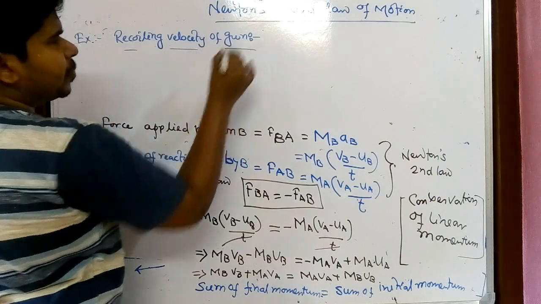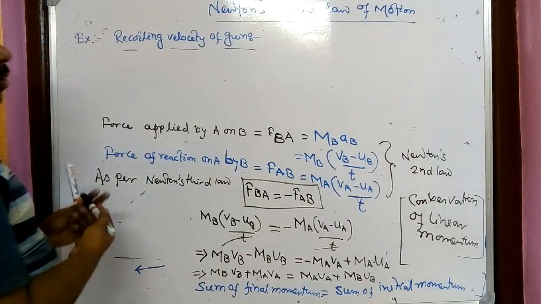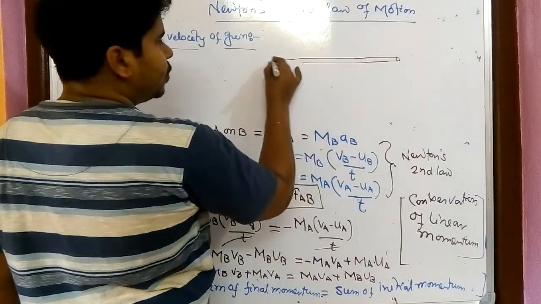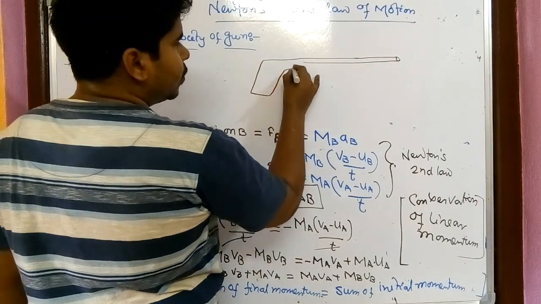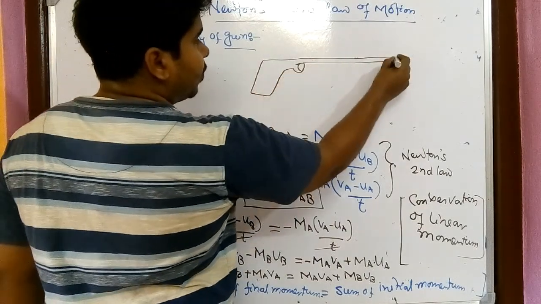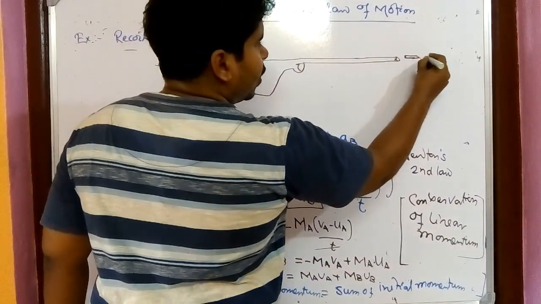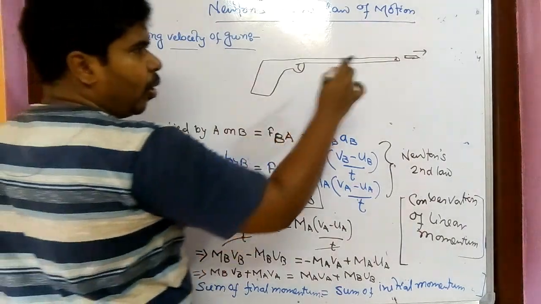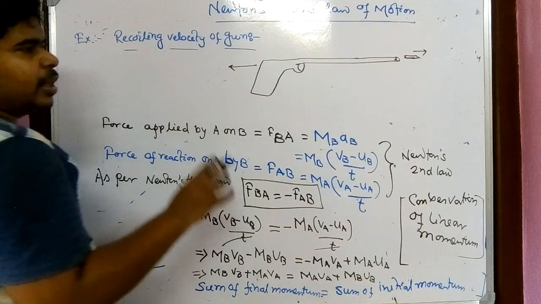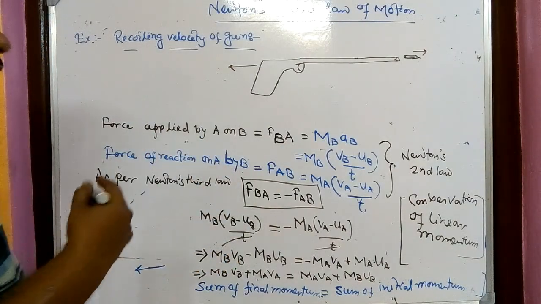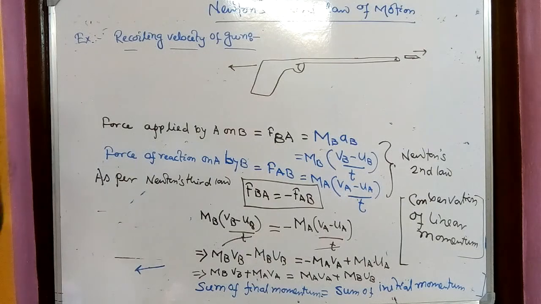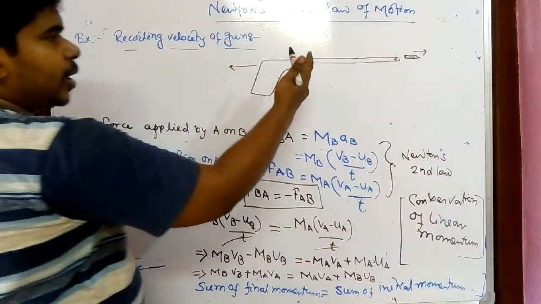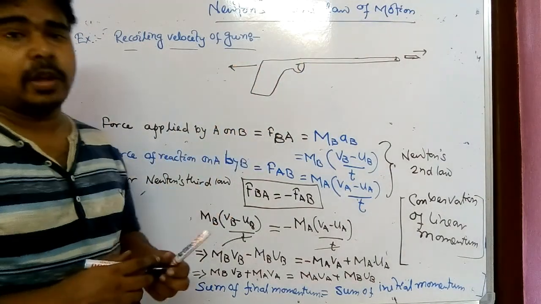Recoiling velocity means, as I have just told, whenever one bullet is fired from a gun, the action is done by the gun on the bullet and the reaction is given by the bullet to the gun. So here the recoiling velocity means how much the gun is coming backward. That is the recoiling velocity.